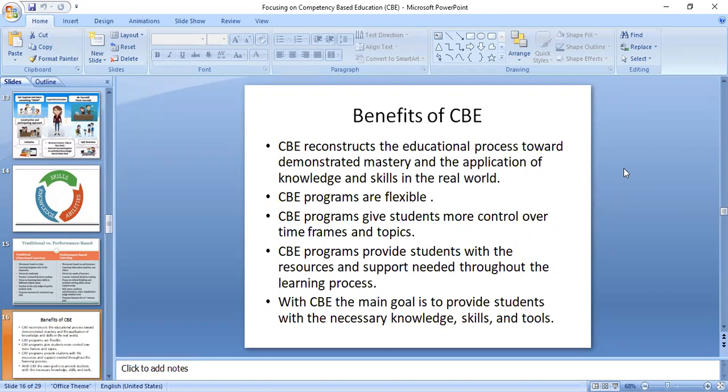Next is, CBE programs provide students with the resources and support needed throughout the learning process. Each and every student in this process is provided with support by the facilitator. Then with CBE, the main goal is to provide students with the necessary knowledge, skills, and tools. These are the things which they are provided with.